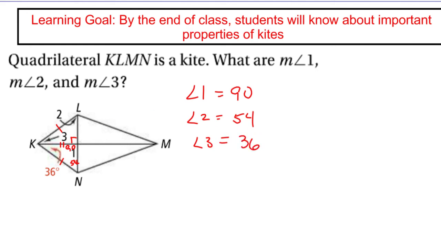So use those triangles to your advantage and use all of these HL situations plus our property about diagonals being perpendicular, and you can fill in all of the angle measurements inside of this kite.